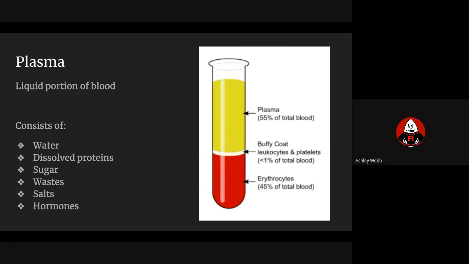The plasma is made of water, dissolved proteins, sugar, waste, salts, and hormones. I'm sure we've all heard of edema. Maybe grandma having some edema in her legs, or having some edema following a knee injury, edema in the ankle. Okay. Edema is the result of having too much fluid leaking out of blood vessels into tissues. Just a little fun fact for you.